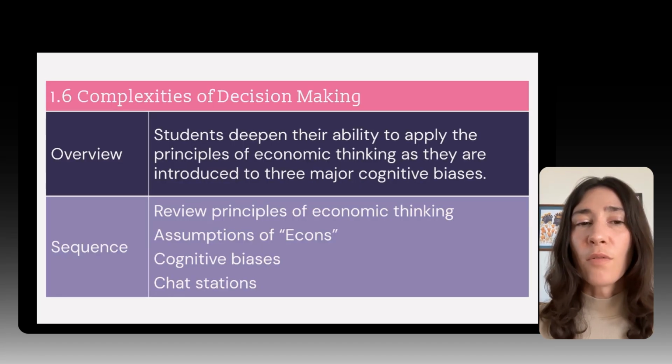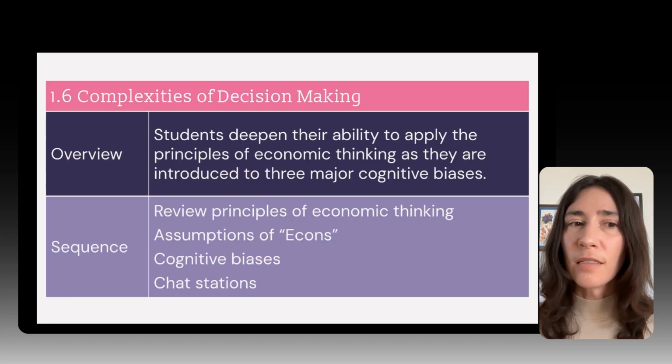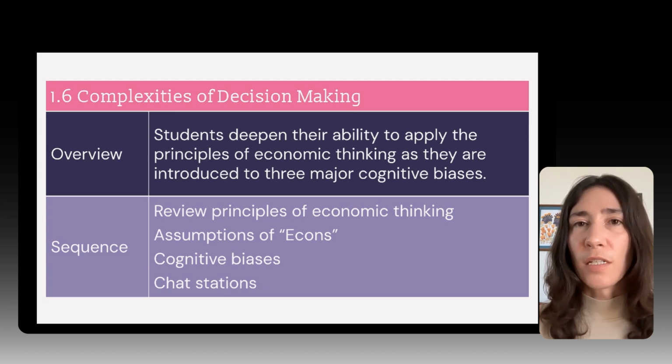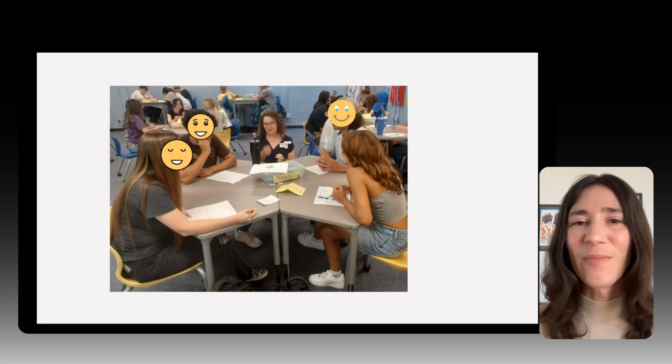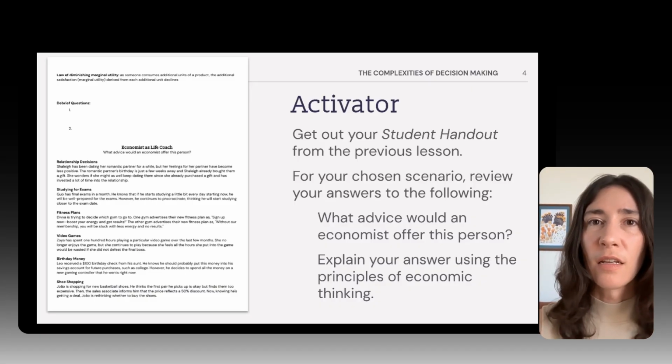The sequence is that we'll review the principles of economic thinking and the assumptions of econs. We'll go over the cognitive biases, and then we'll end with a chat station activity. Here's a picture of our curriculum specialist, Kathleen, with a group of students when we were able to do this lesson in person. The activator uses the handout that was the summarizer for the previous lesson.